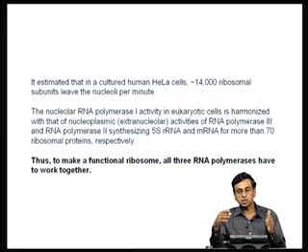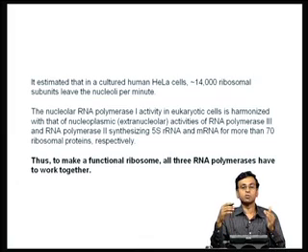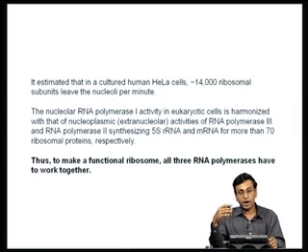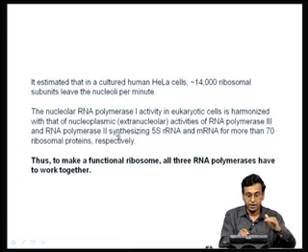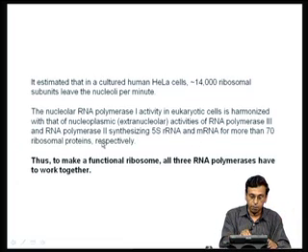So, the transcription regulation of ribosomal DNA takes place depending upon the physiological status of cells. If a cell is differentiated and does not actively divide, the ribosomal transcription is very low, but in actively growing and dividing cells, the ribosomal DNA transcription is very high, because proteins have to be made in large amounts. Now, the nucleolar RNA polymerase I activity inside eukaryotic cells is harmonized with that of the nucleoplasmic, that is extranucleolar, activities of RNA polymerase III and RNA polymerase II.